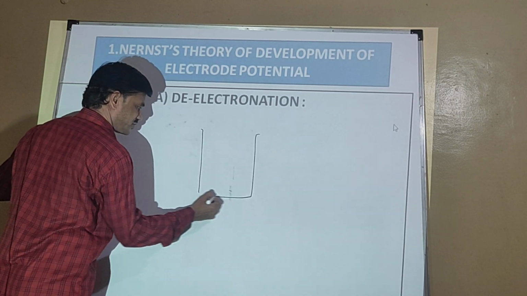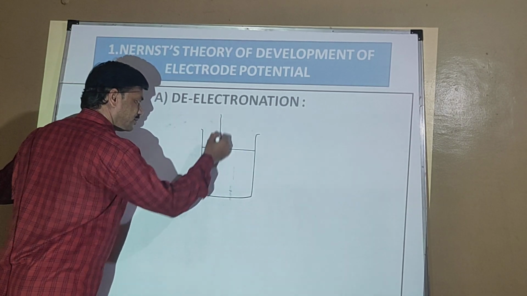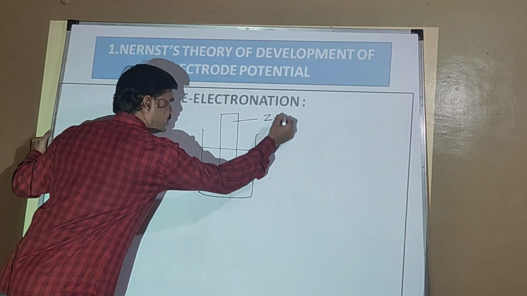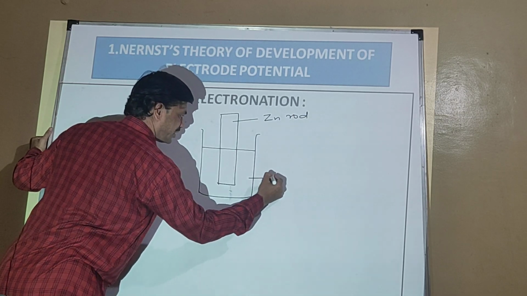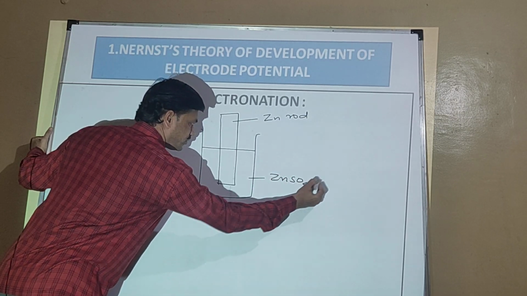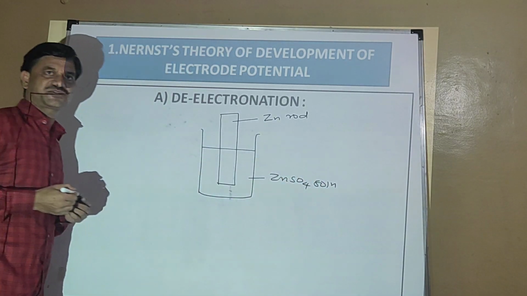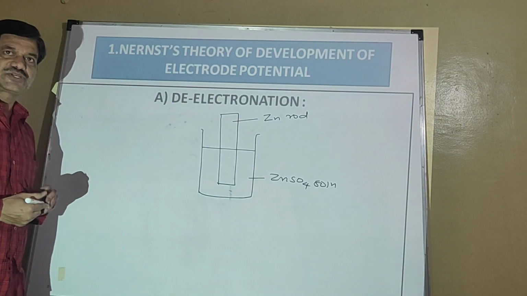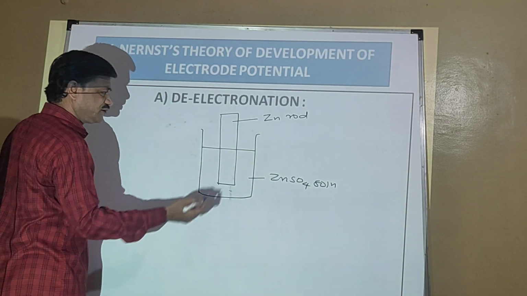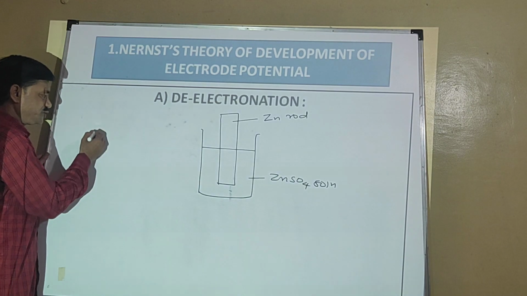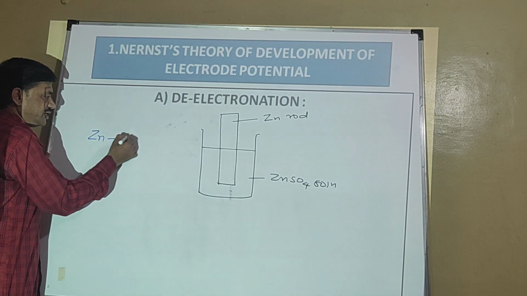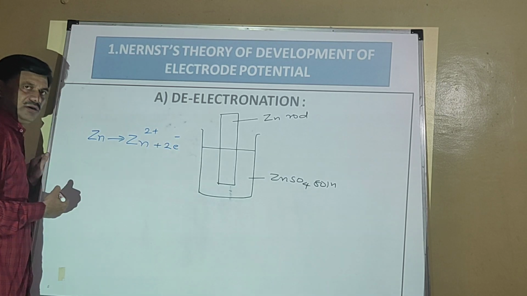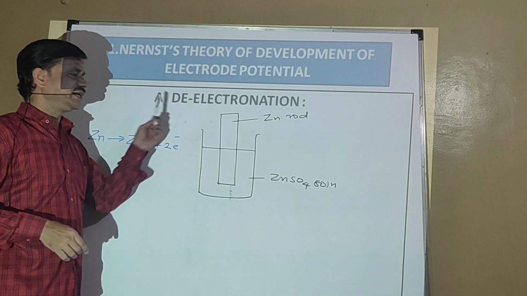If we check this construction, this is what? Zinc rod. It is in direct contact with which solution? ZnSO4 solution. So what is our first construction? Zinc rod in contact with ZnSO4 solution. So in this case, what happened? Zinc shows tendency to pass into solution in which form? Check this one. Zn gives rise to Zn2+ plus loss of 2 electrons. This loss of electron is called as de-electronation.